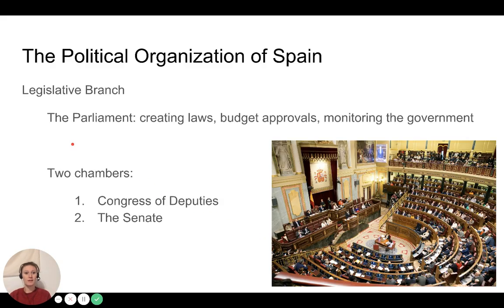So we have the legislative branch, which is the parliament. It creates laws, budget approvals, and monitors the government. There are two chambers, the Congress of Deputies and the Senate.